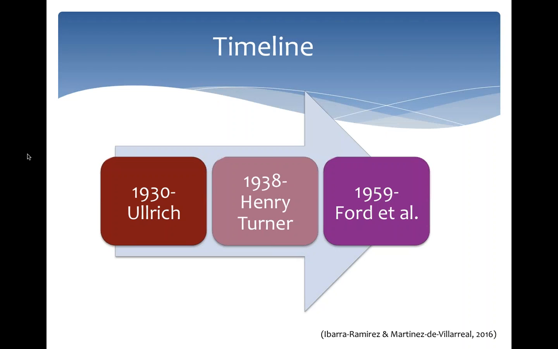This is just a timeline to give you guys some history about how Turner syndrome was discovered. In 1930, it was first described by Ullrich, who is from Germany. In 1938, Henry Turner described a group of women ages 15 to 23, mainly characterized by short stature and delayed puberty. And then finally, in 1959, a group of scientists, including Ford, discovered that the syndrome had a chromosomal basis. And you can see where the name Turner syndrome came from in this timeline.